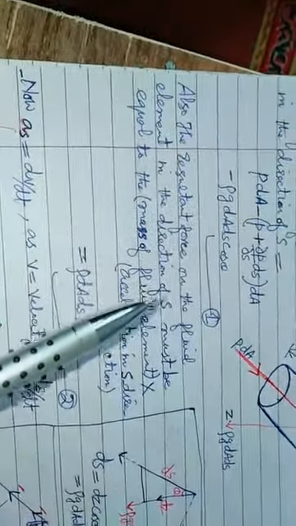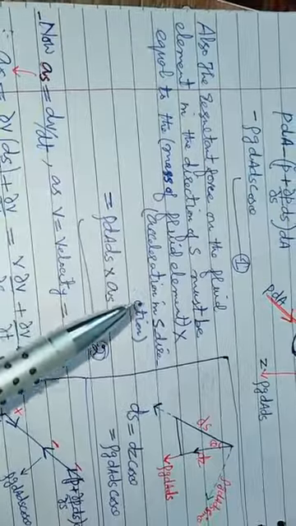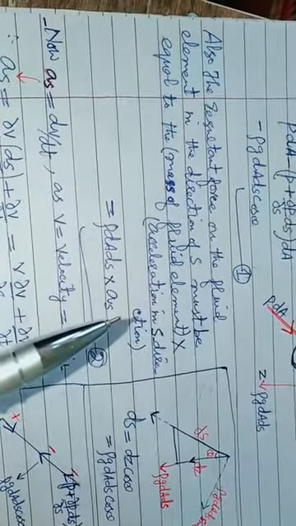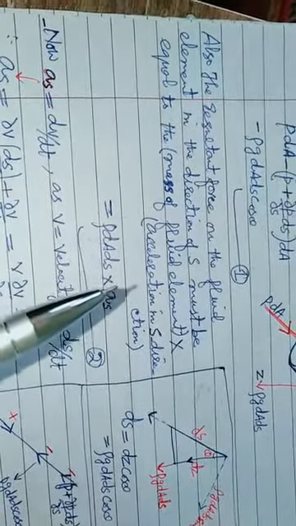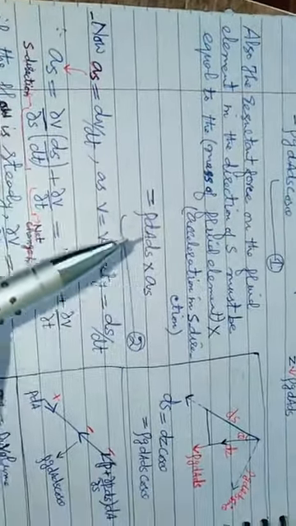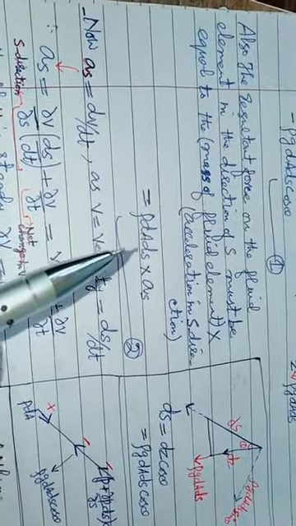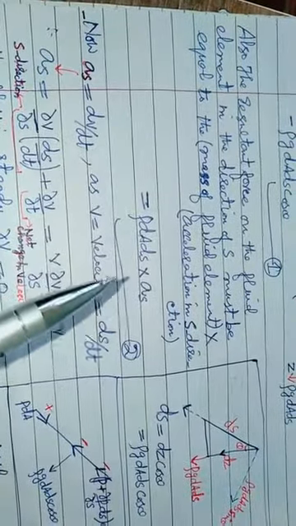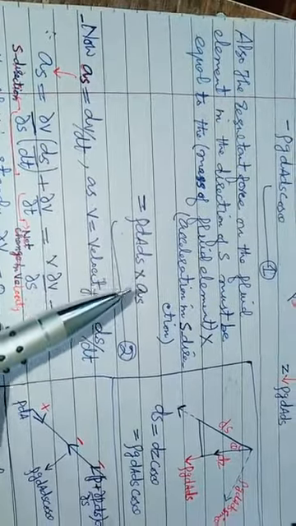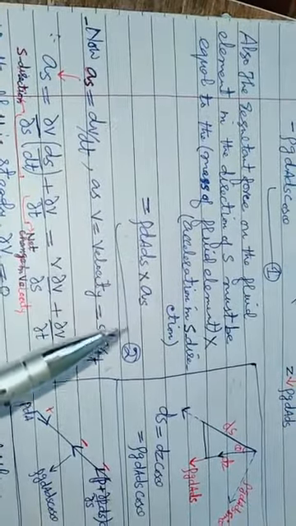Also, the resultant force on the fluid element in the direction of s must be equal to the mass of the fluid element into the acceleration in that direction. According to Newton's second law of motion, the resultant force on the fluid element in the s direction will be equal to the mass of the fluid element into its acceleration in the s direction. Here rho dA ds represents the mass of the fluid element, and as represents the acceleration along the s direction. Multiplying these gives the overall resultant force on the fluid element. So keep it as equation second.